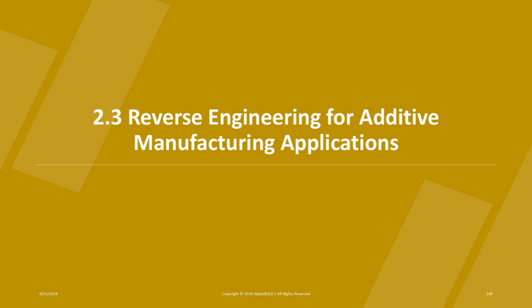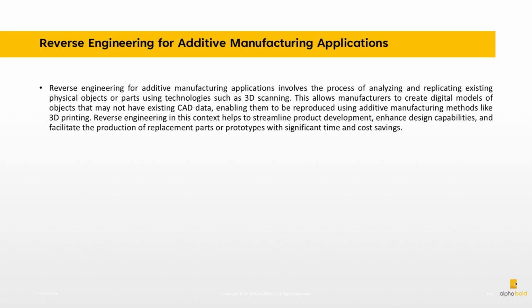Reverse engineering for additive manufacturing applications. Reverse engineering for additive manufacturing applications involves the process of analyzing and replicating existing physical objects or parts using technologies such as 3D scanning. This allows manufacturers to create digital models of objects that may not have existing CAD data, enabling them to be reproduced using additive manufacturing methods like 3D printing.